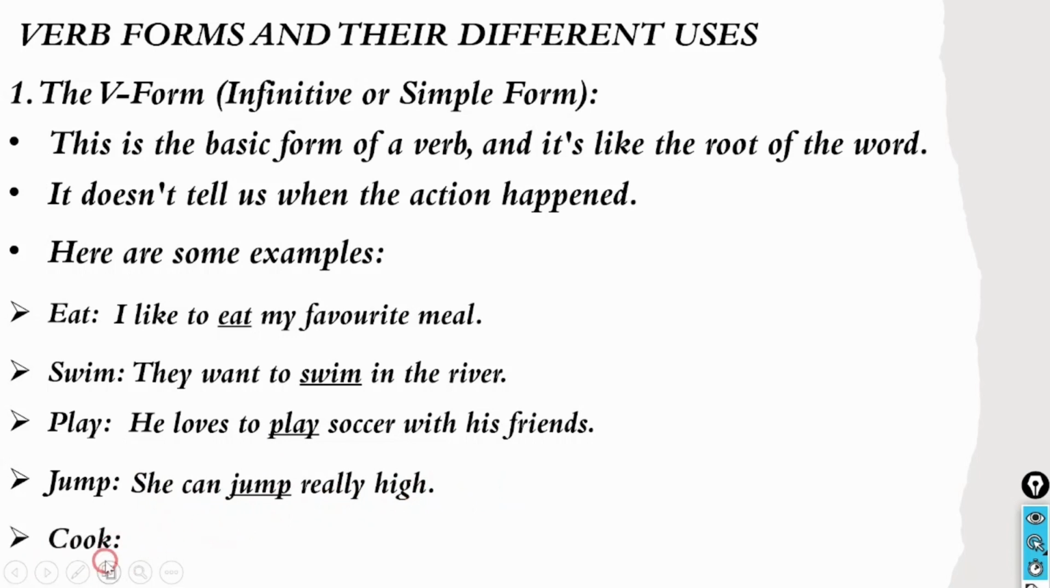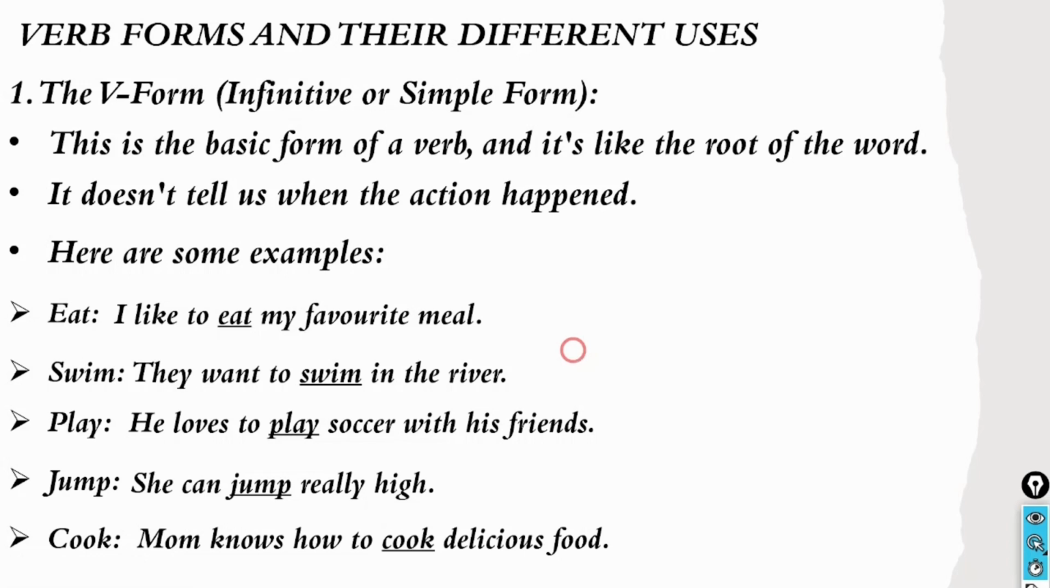Another one is cook, like mom knows how to cook delicious food. Mom knows how to cook delicious food. So these are the V form verbs as they are, and we are using them in the sentence as they are. We are showing how the V form verb is used and how it doesn't tell us when the action happened.